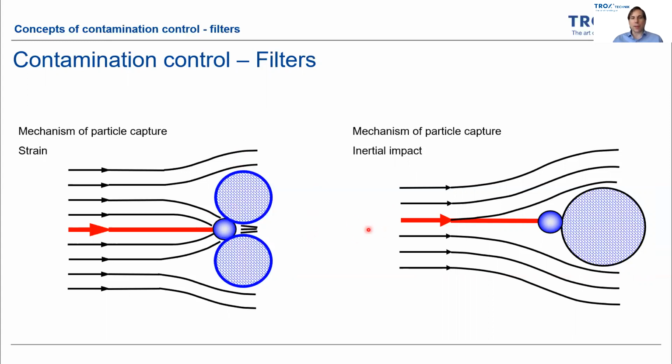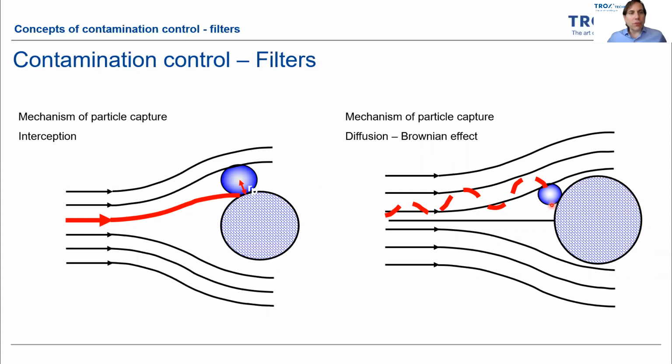The second one is the inertial impact. This particle comes with the air current, and it's not able to follow the flow. So it's like a rocket in the water or something that's going through, and it cannot make the curve, and then it hits a fiber. So that's inertial impact. The third important mechanism that we have to capture particles is the interception. So the particle begins to move around the fiber with the airflow, but there are some attraction forces between the particle and the fiber, and then it gets attached to a fiber.